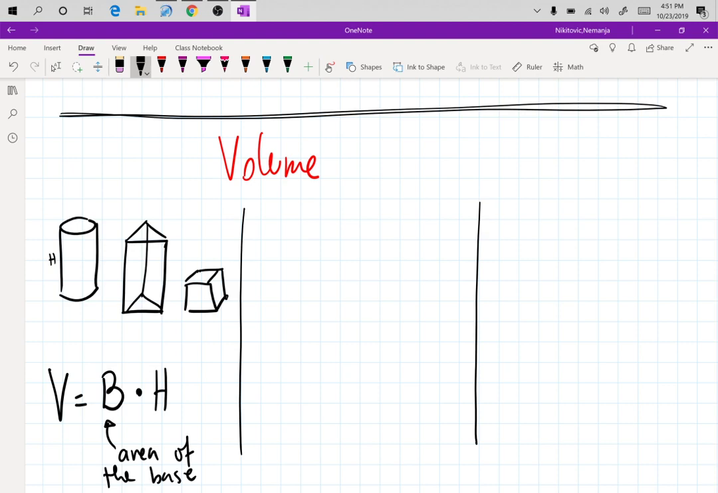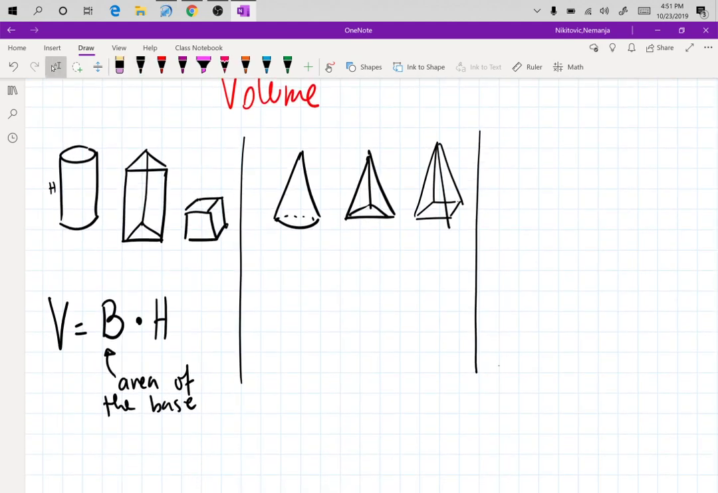Then you have a second group of objects which I call spiky objects. And those would be the cone, the pyramids. And I don't care if the pyramids have 3 sides or 16 sides, I don't care. Maybe you have the pyramid that has 4 sides, whatever. They go up in a spike. And the spike is going to create the whole group of these objects, which is going to be 1/3 base times the height. Same base times the height like the first group. It's just 1/3 of it.